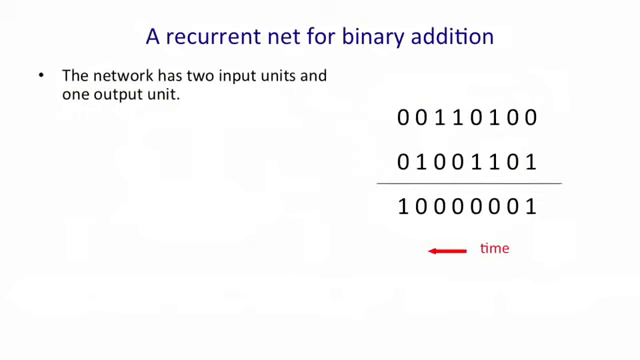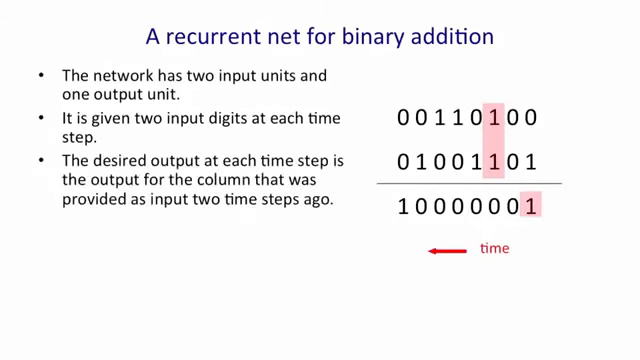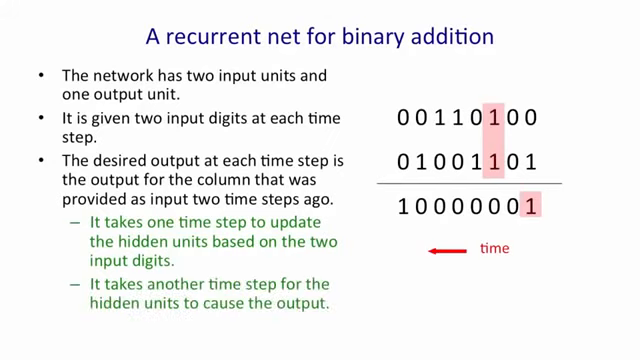So a recurrent neural net for binary addition needs to have 2 input units and 1 output unit. It's given 2 input digits at each time step, and it also has to produce an output at each time step. And the output is the output for the column that it took in 2 time steps ago. The reason we need a delay of 2 time steps is that it takes 1 time step to update the hidden units based on the inputs, and another time step to produce the output from the hidden state.